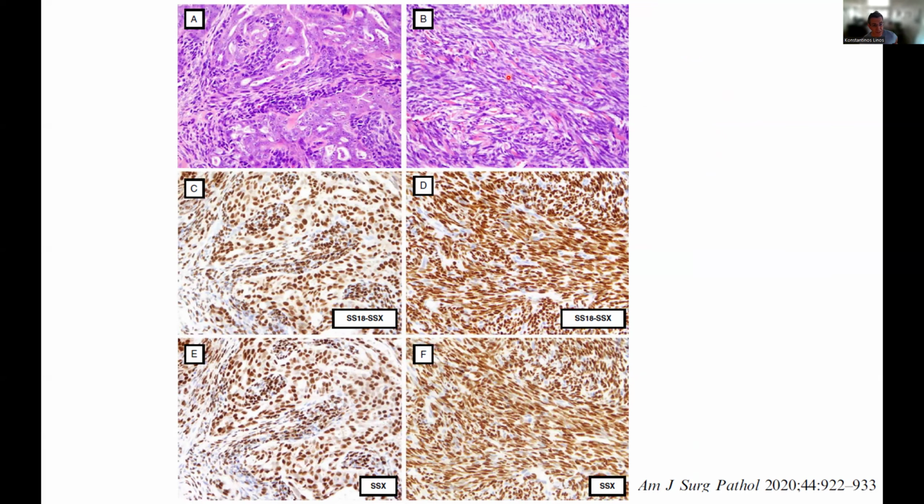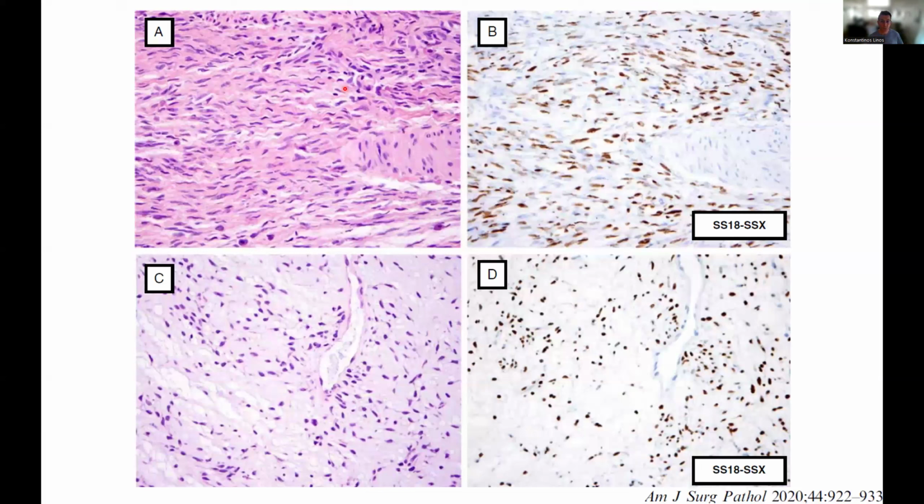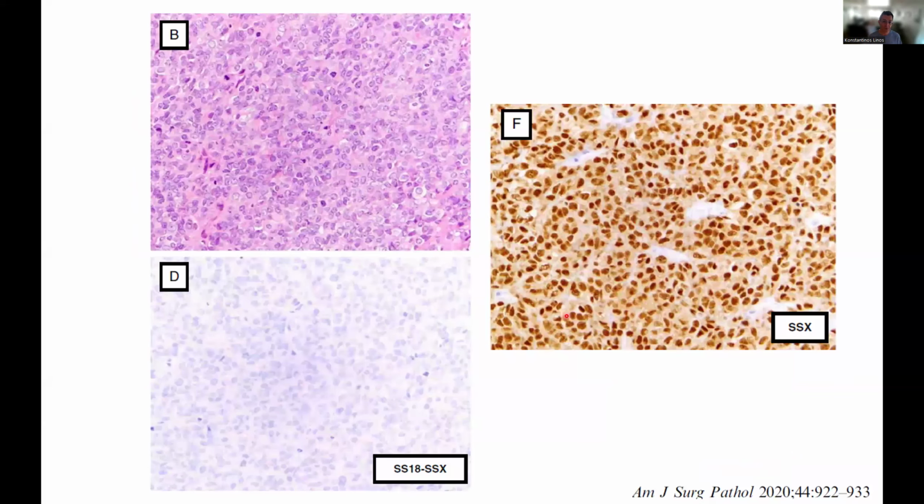And this nice example works really well, diffuse, strong nuclear expression in the spindle cell component and the glandular component. This was a hypocellular monophasic synovial sarcoma. You can imagine it could be diagnostically difficult, diffusely and strongly positive for SS18-SSX. This is more myxoid, resembling a solitary fibrous tumor, perhaps, or some other myxoid tumor, diffusely positive. This was a poorly differentiated synovial sarcoma. In this case, it was negative for SS18-SSX, but it was positive for SSX.